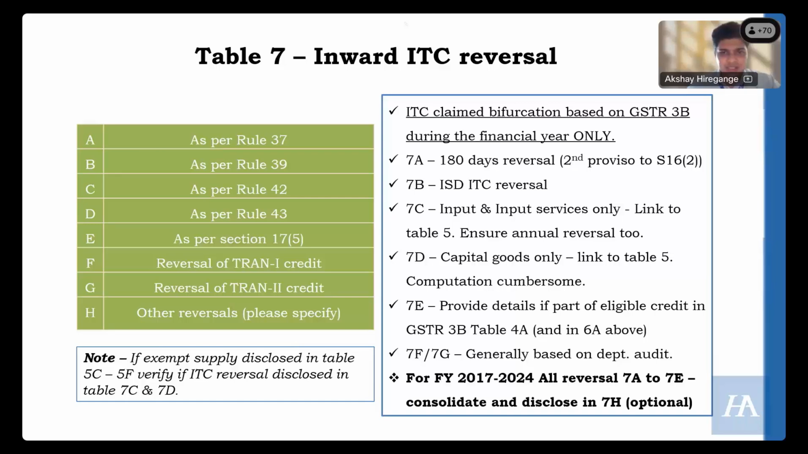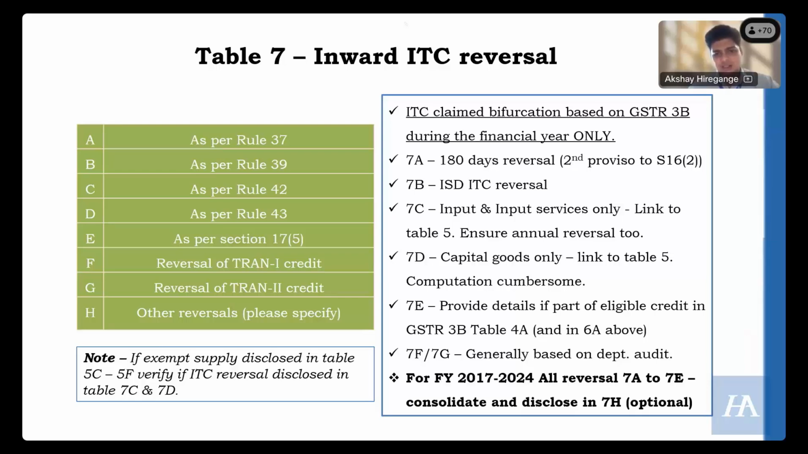keep this information in mind. Rule 42, where annual recomputation is required, also has a different timeline than 30th November. Annual recomputation needs to be done by the September month timeline. That means your 20th October would be the last date for disclosing such credit claims or credit reversals which are on account of annual recomputation.